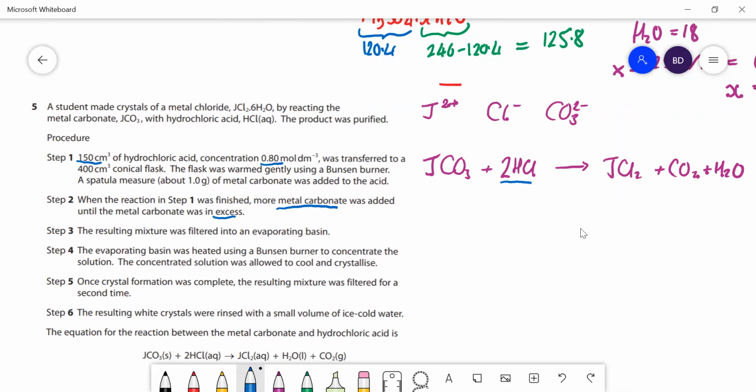The resulting mixture was filtered to get rid of the excess carbonate here. And then we will have the solution of JCl2 there. Put it in an evaporating basin. Concentrate the solution, evaporate some of the water off, let it crystallize. Don't evaporate all the water off. Once the crystals were complete, filter it to get just the solid crystals and give it a little wash in ice cold water to get the final hydrated crystals, which are that there with 6 water molecules.